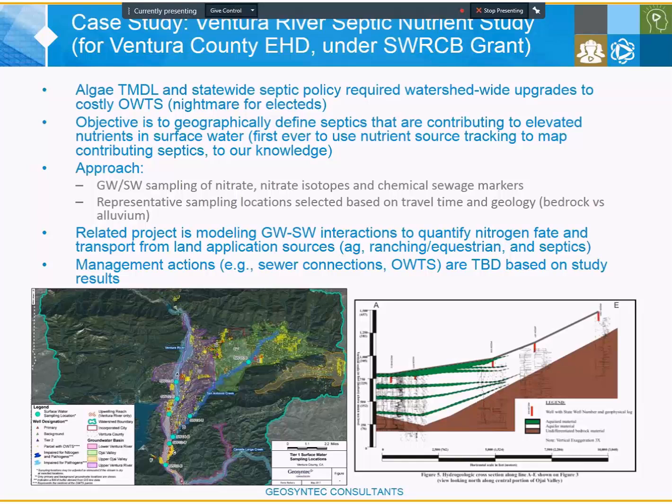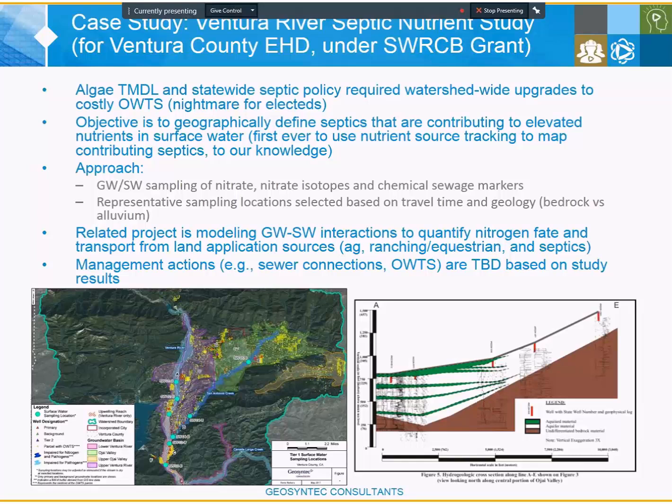And this is using a combination of groundwater surface water sampling of nitrate isotopes, and chemical sewage markers. Here we went away from the DNA markers because in subsurface, when we're trying to understand nitrate fate and transport, it was our belief that the chemical sewage markers would be more recalcitrant and more mobile. Whereas the DNA is subject to die-off, potentially more rapidly than some of the chemical markers.